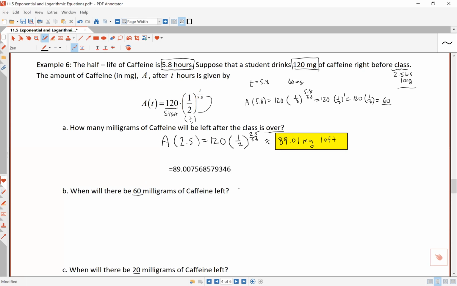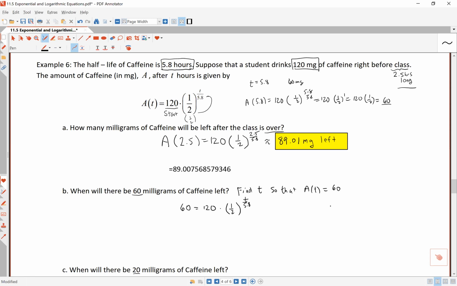The problem is asking us to find T so that the amount remaining A of T is 60. So we have 60 equals 120 times 1/2 to the T over 5.8.